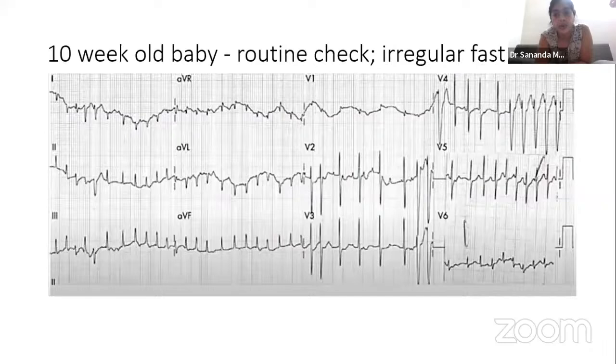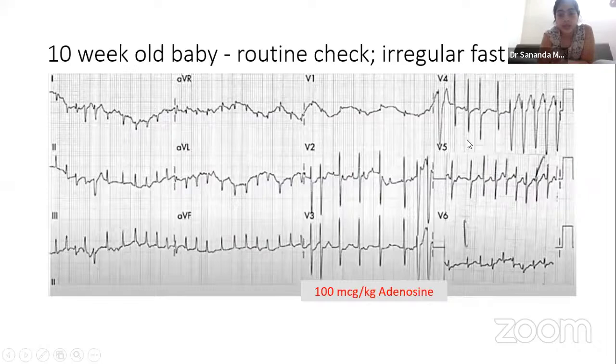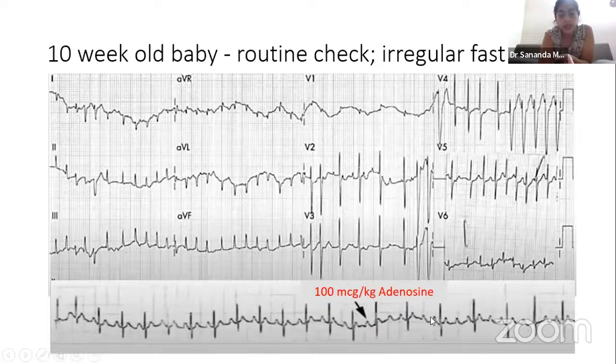So what we have given is 100 microgram per kilo adenosine. This is not to treat the arrhythmia. We have used it to block the AV node and unmask the P waves. So this is what we got after the adenosine.